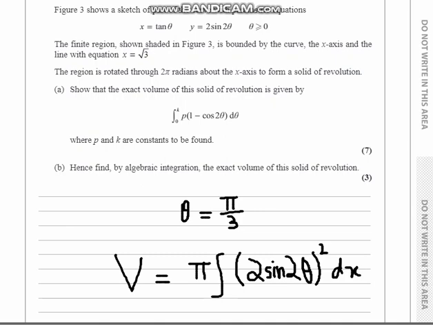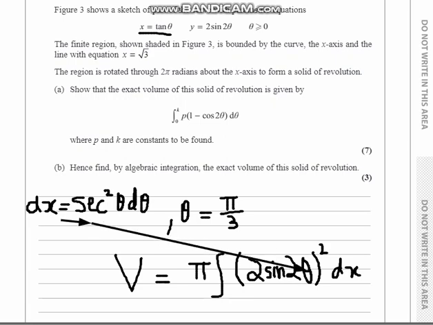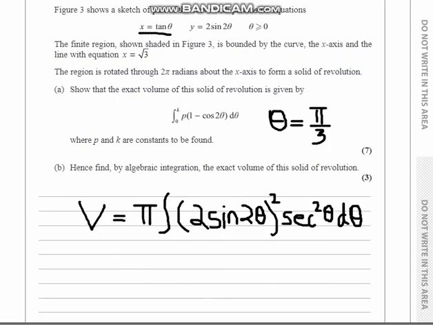Now I'll differentiate to find dx. When we differentiate tan theta, we get sec square theta. To make dx the subject, I'll multiply both sides by d theta. There you go, that's our dx equal to sec square theta d theta. Now I'll plug this dx in here. There you go, that's our volume of revolution written here.